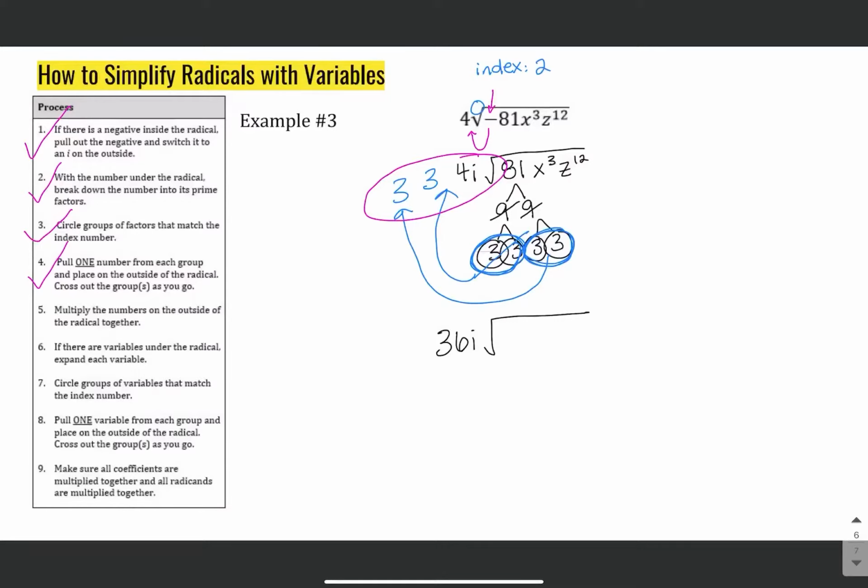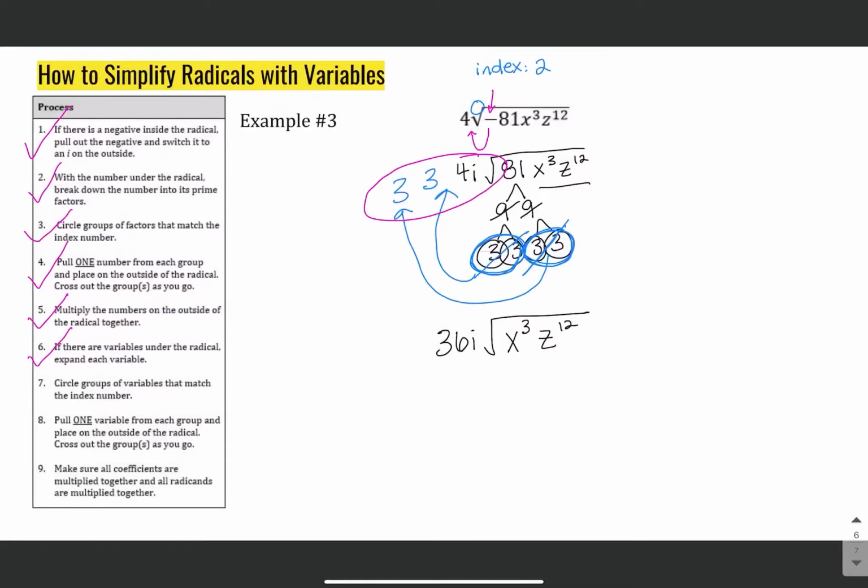Now notice I don't have any numbers left over from after my groups. So all I have left over are the variables here. So we've got x to the 3rd, z to the 12th. All right, so step 5 is done. Now we need to expand our variables. So let's go ahead and do step 6.